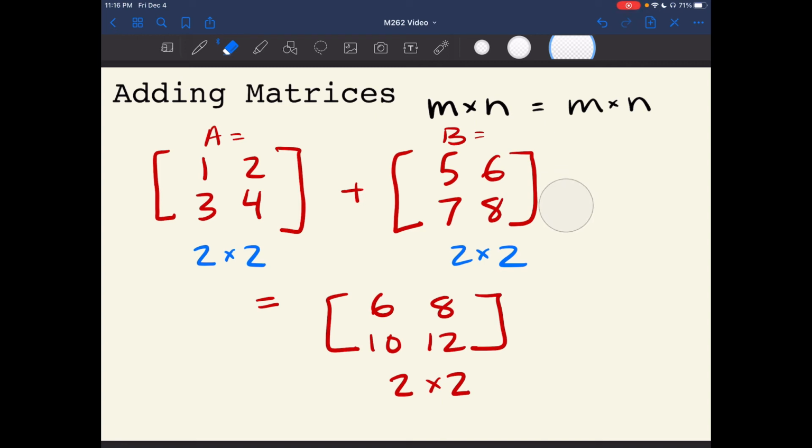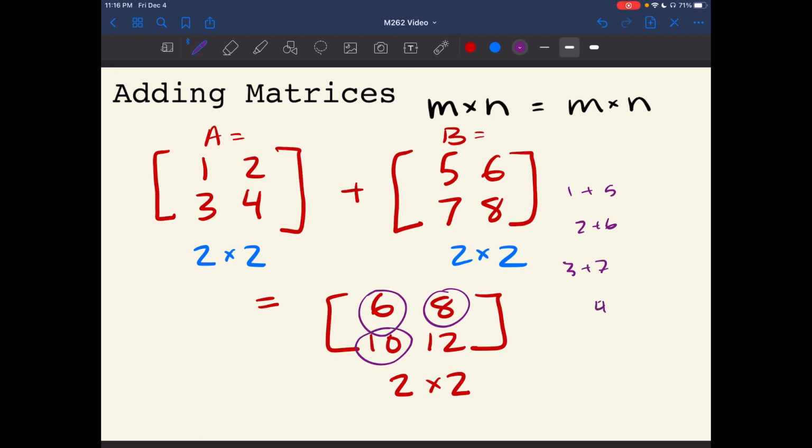So here it's 1 plus 5, which is equal to 6, 2 plus 6, 8, 3 plus 7, 10, and 4 plus 8 is 12. So now you see why you need the rows and columns to equal to each other, because if this were to be a 2x3, this would not work, obviously, because you have nothing to add corresponding element to.